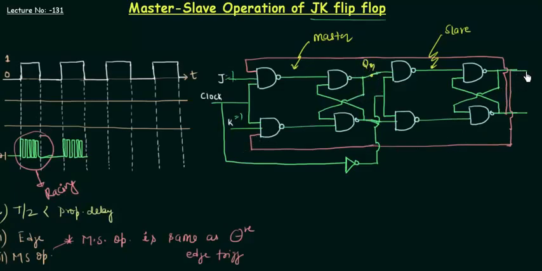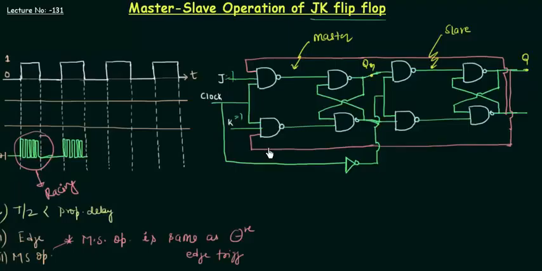So our output QM changes, and the output Q remains the same because the clock is low for the slave when the clock is high for the master. Similarly, when the clock is low, the clock will be high for the slave, and the master will not be functional, whereas the slave will be functional, and the output changes. But there is one interesting thing going on: when this output changes, we have feedback here, but the clock is low, therefore the master is not operational, so there is no effect of feedback.